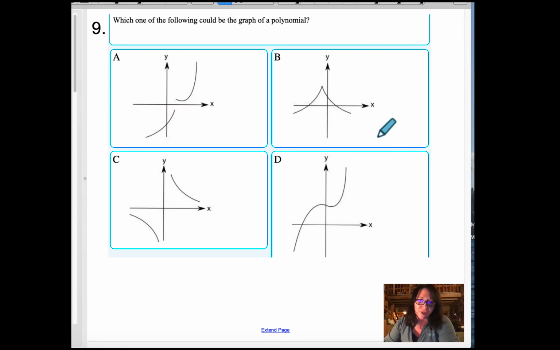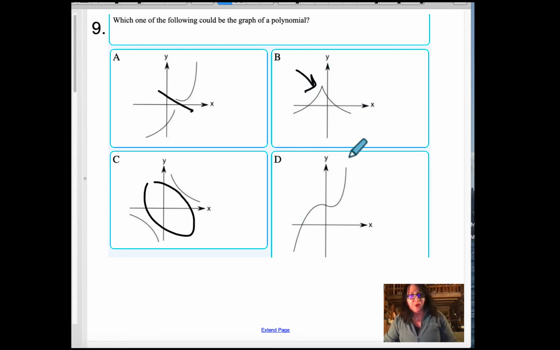This one says, which of the following could be a graph? Now, what you need to remember is a polynomial is continuous. There are no sharp edges, no holes, no asymptotes. So obviously, there's a break in my graph here. There's a huge break in my graph here. This one has a sharp edge, and this one is continuous, so it'd be D.